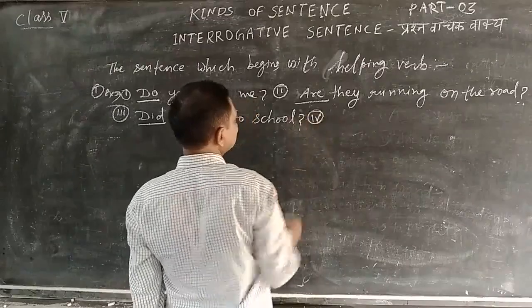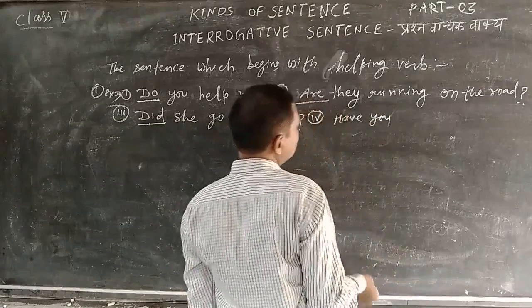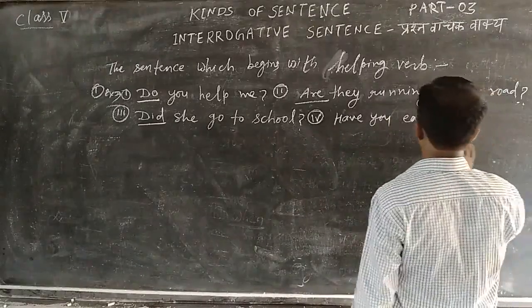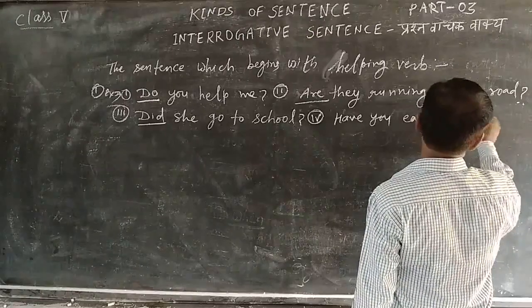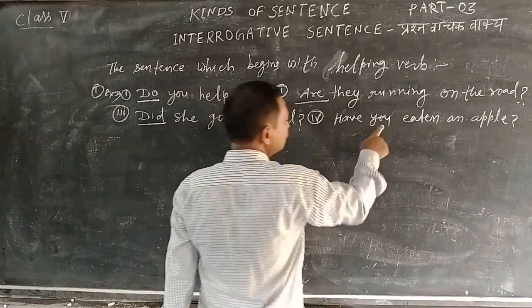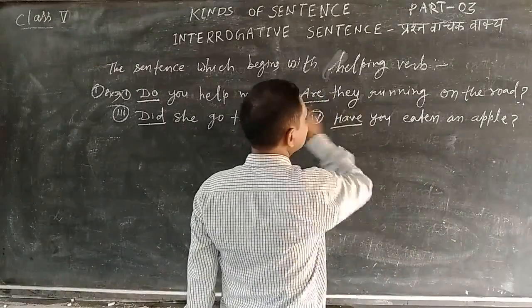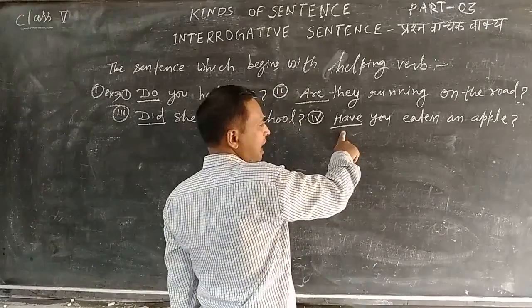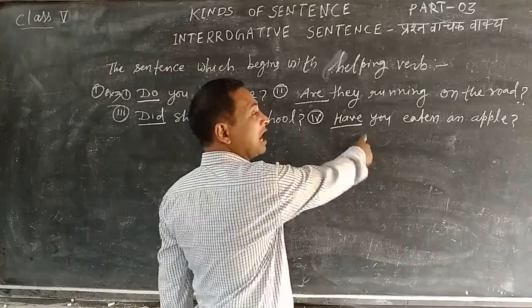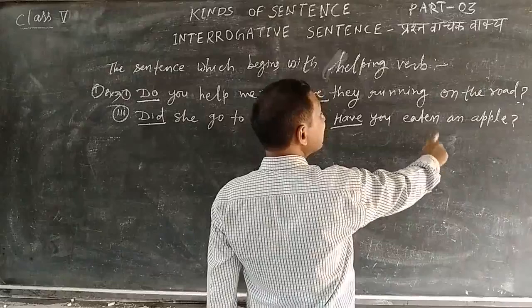In the fourth example, have you eaten an apple? Have you eaten an apple? This sentence also begins with helping verb have and ends with a question mark, and it also asks a question. Have you eaten an apple?